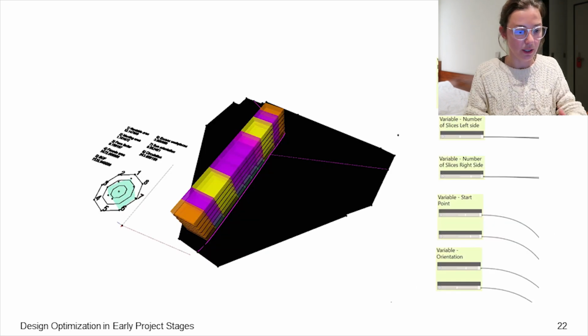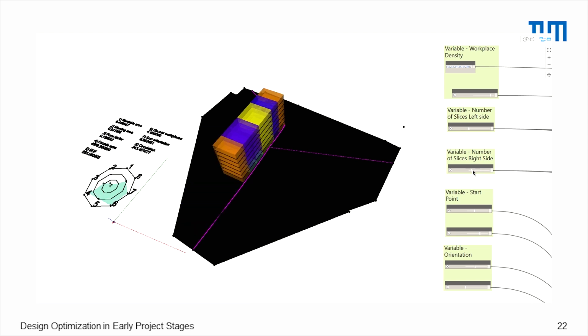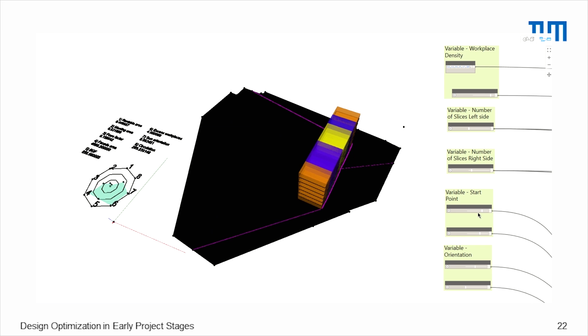So this is what this looks like in Dynamo. We have here the variables, and when we start tweaking one of them, for example here increase the workplace density, then we will need fewer floors to accommodate all workplaces. However, if we decrease the number of slices on one side, the building will rise again because it will need more floors to accommodate all workplaces.